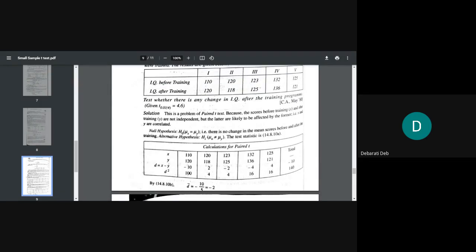Calculations for paired t-test. X values, bring it from the question. These are given. X values are 110, 120, 123, 132 and 125. And Y values are 120, 118, 125, 136 and 121. So write down the values from the question directly.